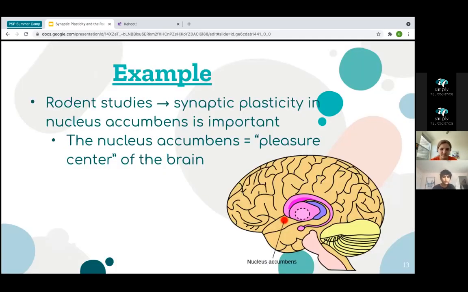An example you can see in rodent studies is synaptic plasticity in the nucleus accumbens, and how that is central in long-lasting cravings and relapse in rodents addicted to meth. This is because the nucleus accumbens is often labeled as the pleasure center of the brain, and it's located in the basal forebrain.